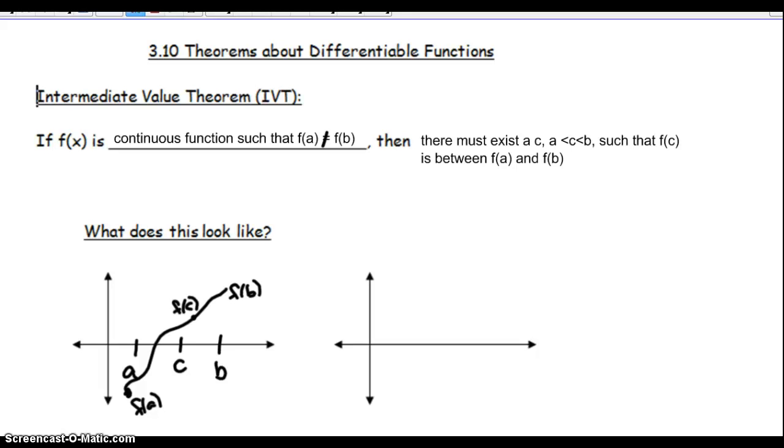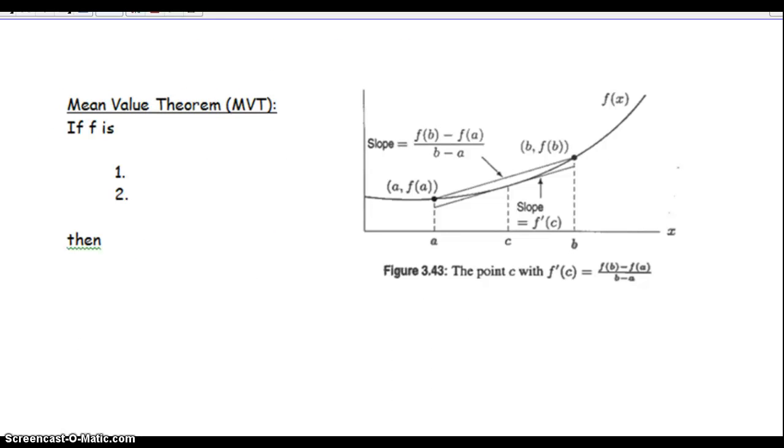Now, it doesn't have to be an increasing function. It could go back and forth. It could be a decreasing function. Here's f of a, here's f of b, and it's just stating that there must be some f of c somewhere in there. That's it. Pretty awesome. Next, we're going to look at the mean value theorem.